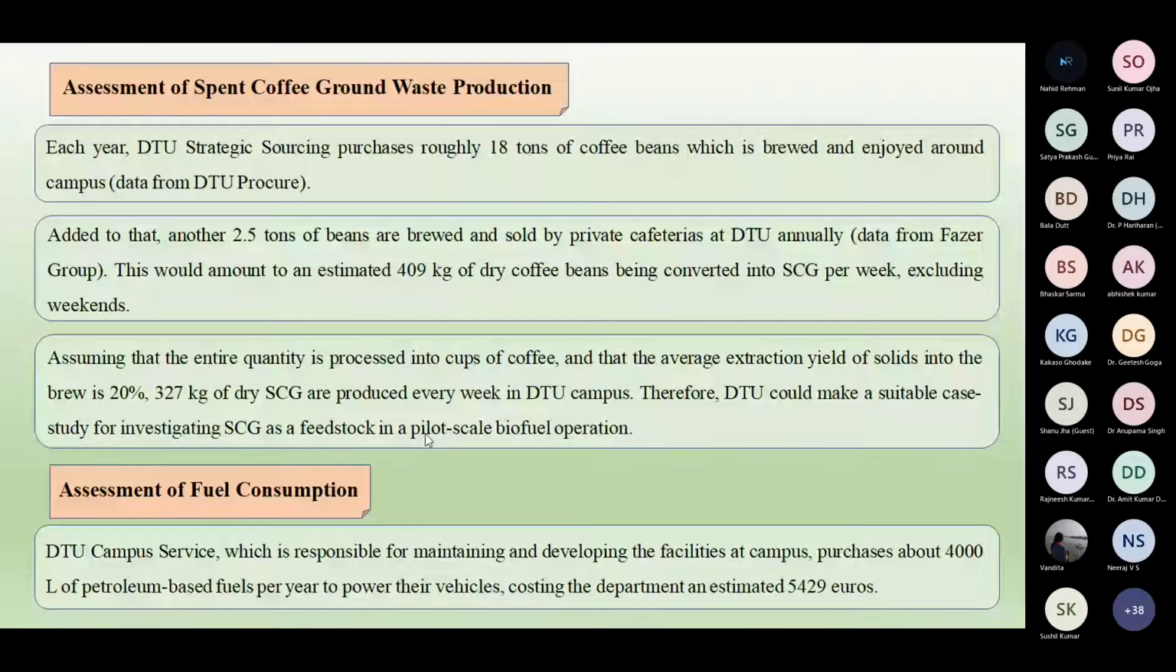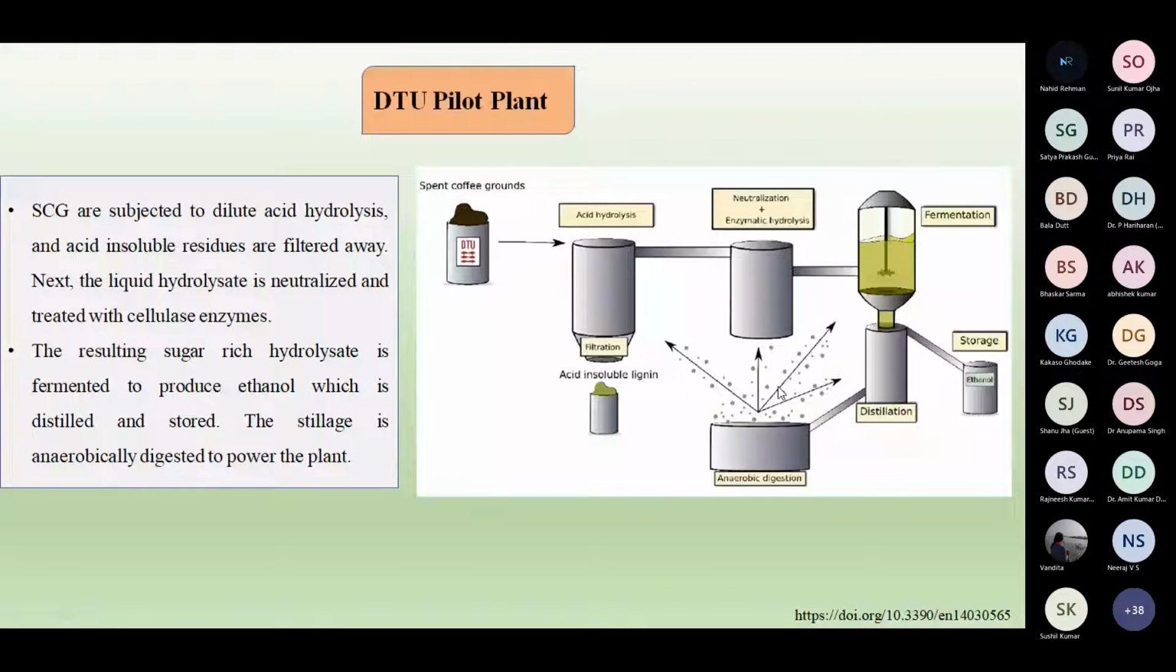And they processed it to extract the ethanol. And you'll be happy to know that the DTU campus, which is responsible for maintaining and developing the facilities at campus, purchases about 4,000 liters of petroleum based fuel per year to power their vehicles, which costs 5429. So this was saved by using these spent coffee grounds.